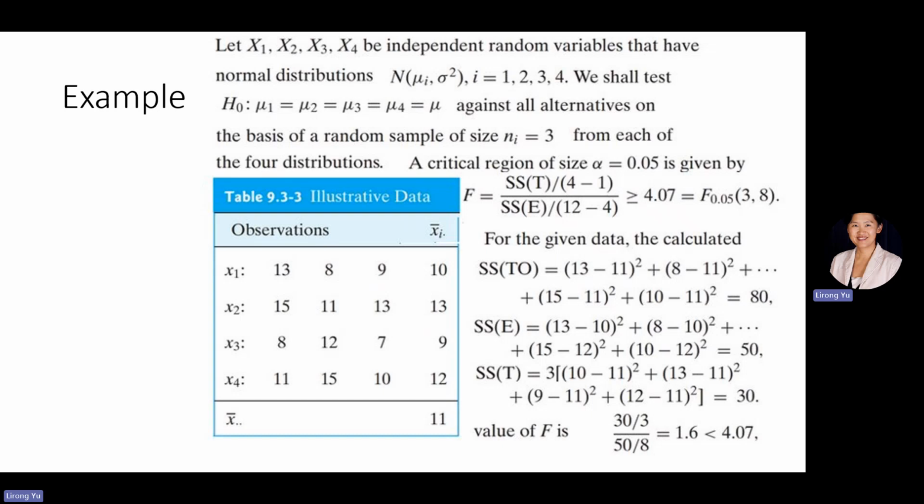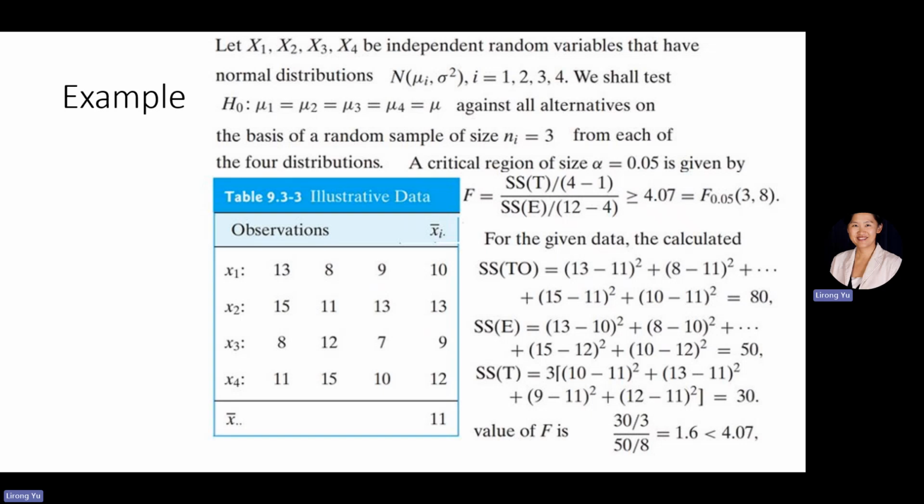You can do qf of 0.05 with degree of freedom 1 equal to 3 and degree of freedom 2 equal to 8. That's how you can calculate the F value in R. Any question? All right, having an F value so small, smaller than the critical F, we fail to reject.